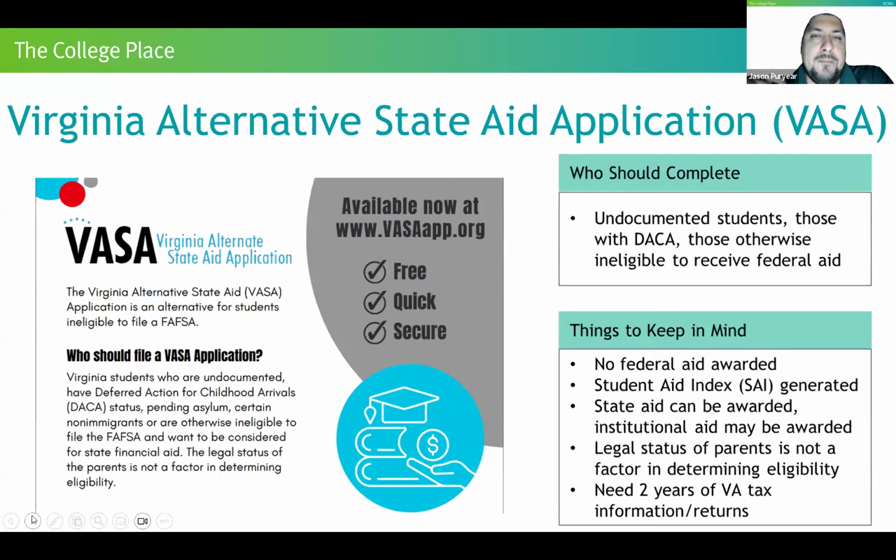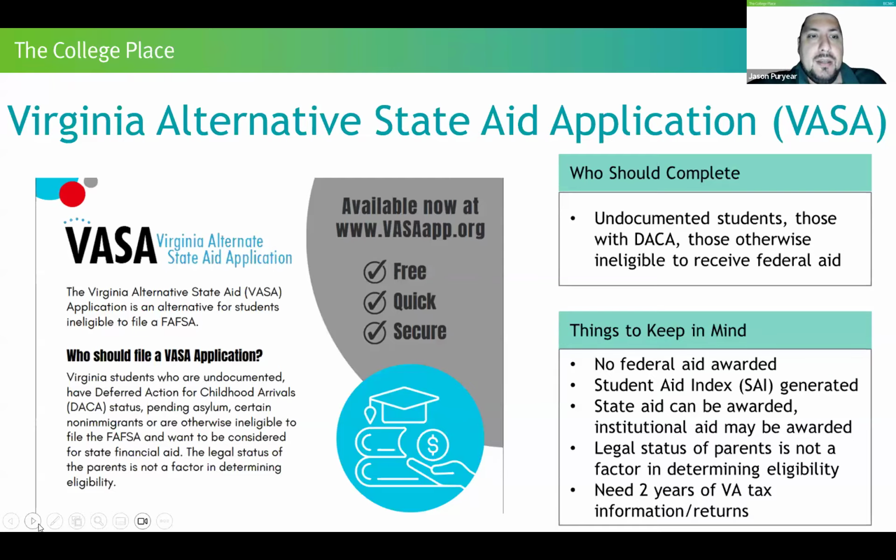No federal aid will be awarded. State aid will be awarded based on their eligibility. We do need 2 years of Virginia state tax information. Sometimes the person reporting this information didn't earn enough to have to file taxes. So just as long as you have that tax information, that's what you need. In addition to the student spending at least 2 years in a Virginia high school and graduating from Virginia high school to use the VASA at that point.